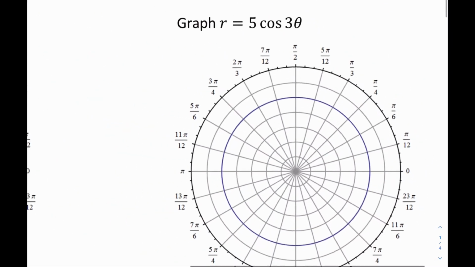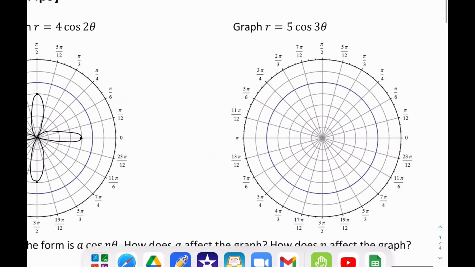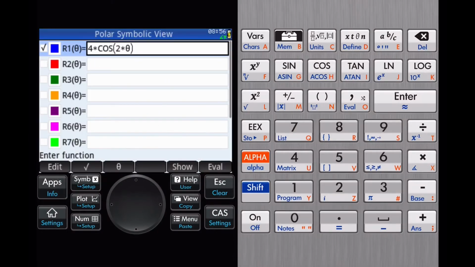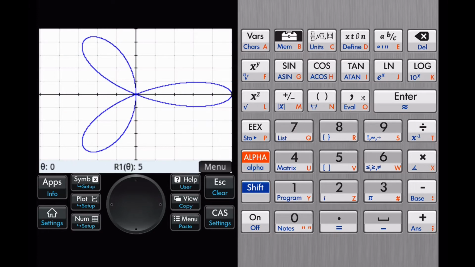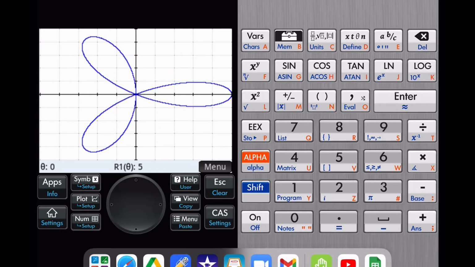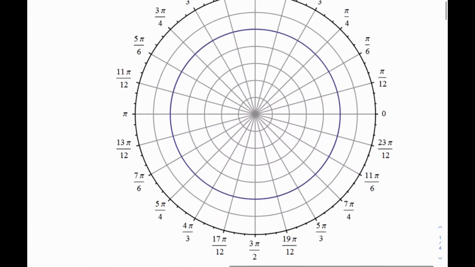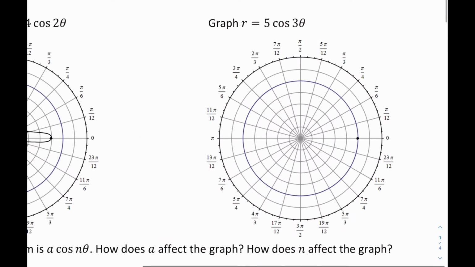Let's try the next one: 5 cosine 3 theta. And this one, you notice now there are 3 petals, and the petals are in a different place. There's a petal on the x-axis, and then there are 2 other ones there. So let's start by putting on the x-axis petal. That's about 5 units out from this calculator screen.